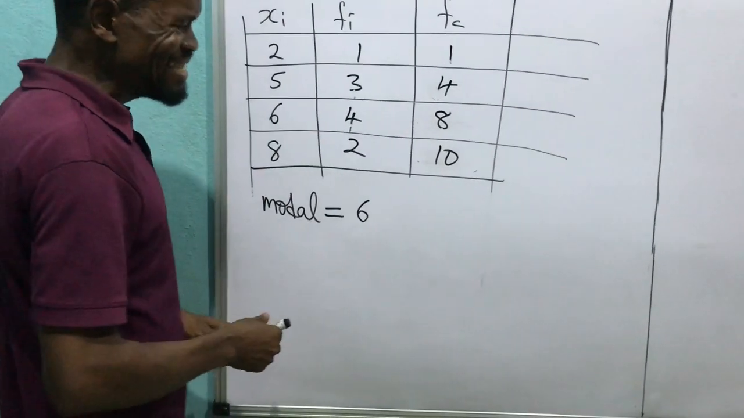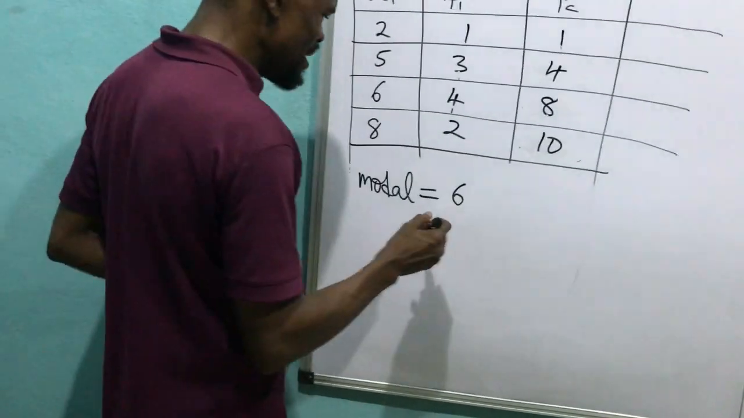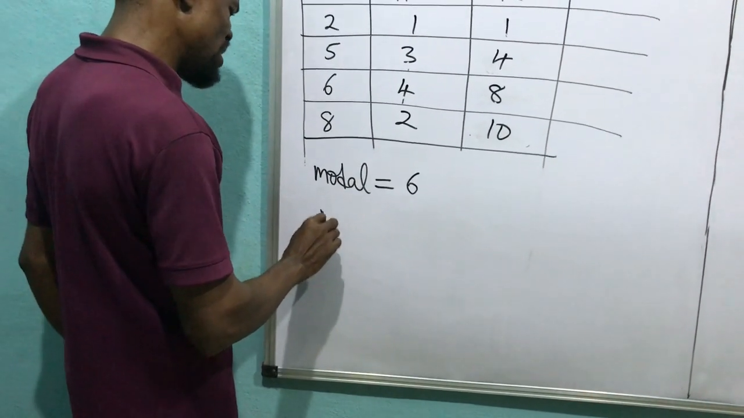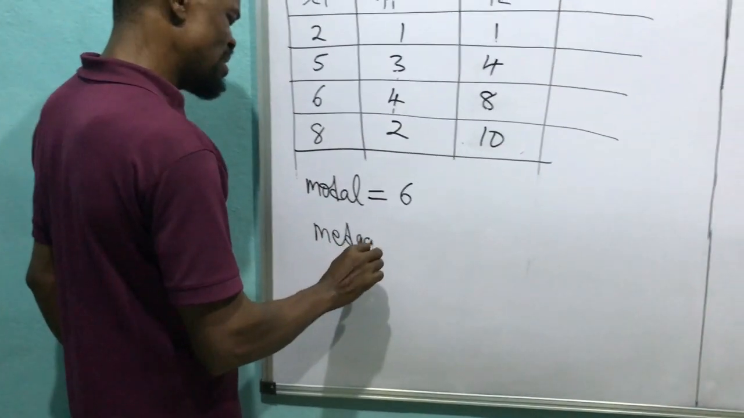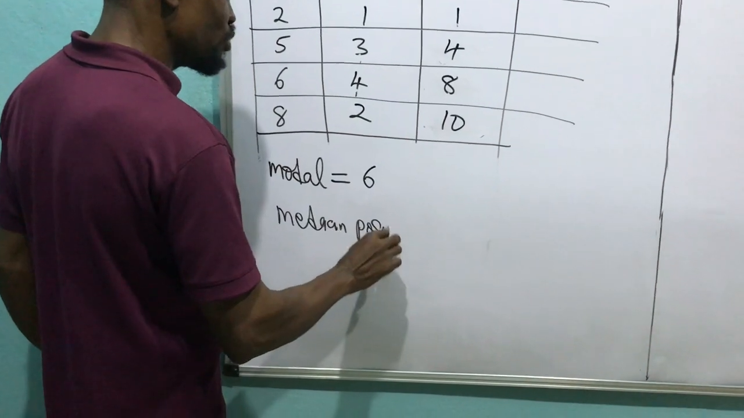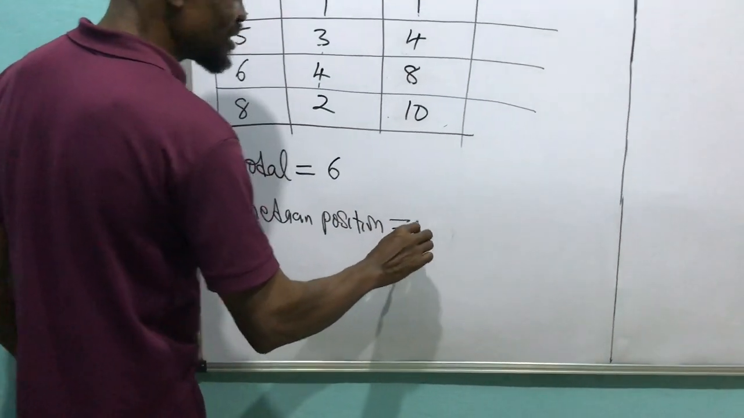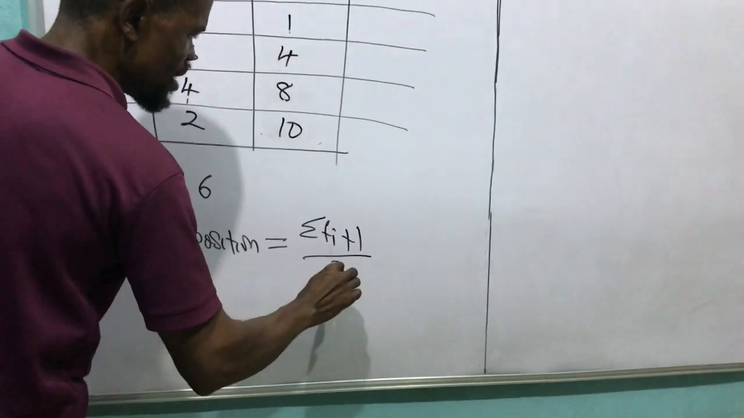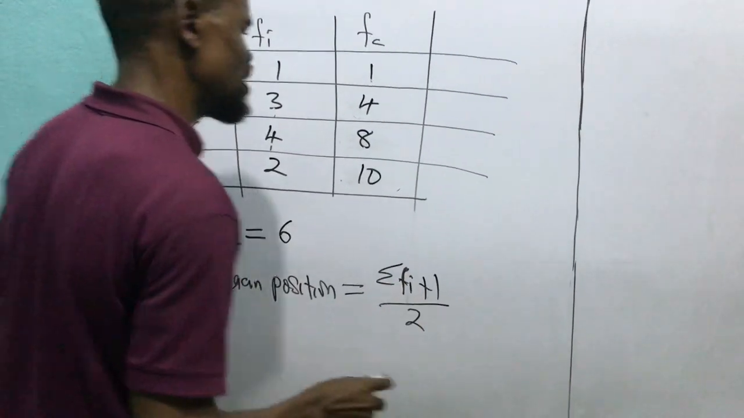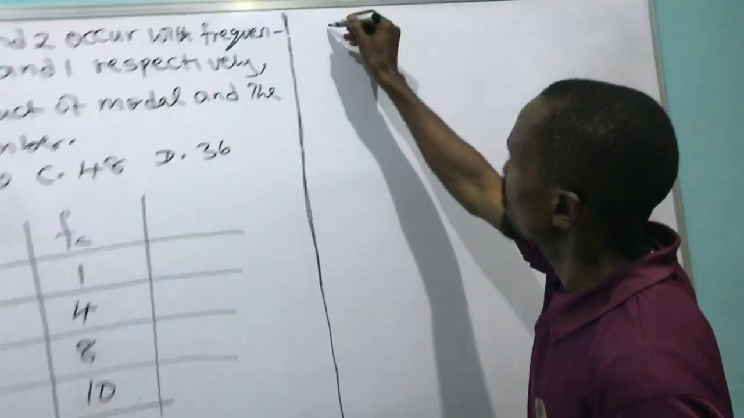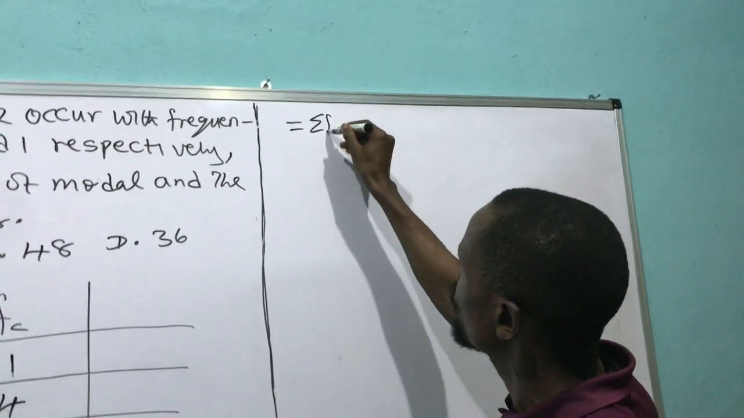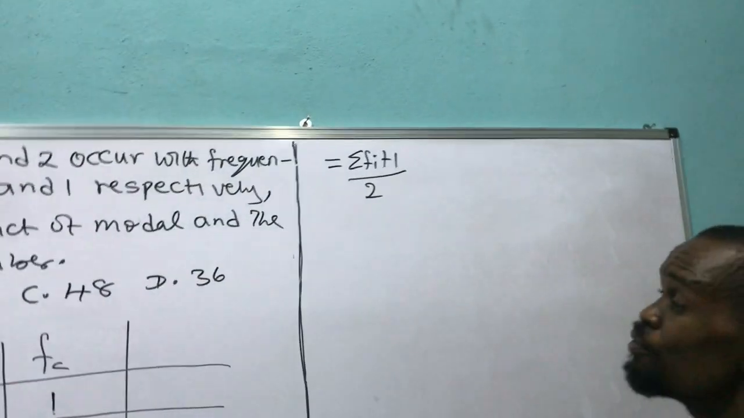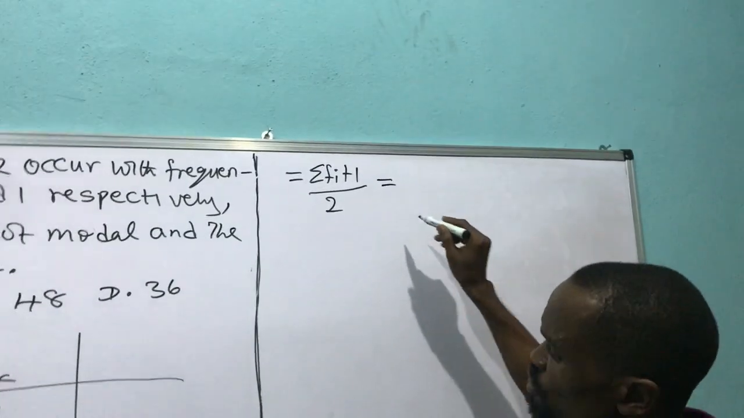Then let us go to the median. For me to get the median, I will use my median position. Using my median position formula, the median position formula says that summation of what? Frequency plus what? 1 divided by what? 2. Summation of what? Frequency. Can I come over here to put it? You say median position is equal to summation of frequency plus 1 divided by 2. That's the formula to calculate median position, and that will give me what's my summation of my frequency.